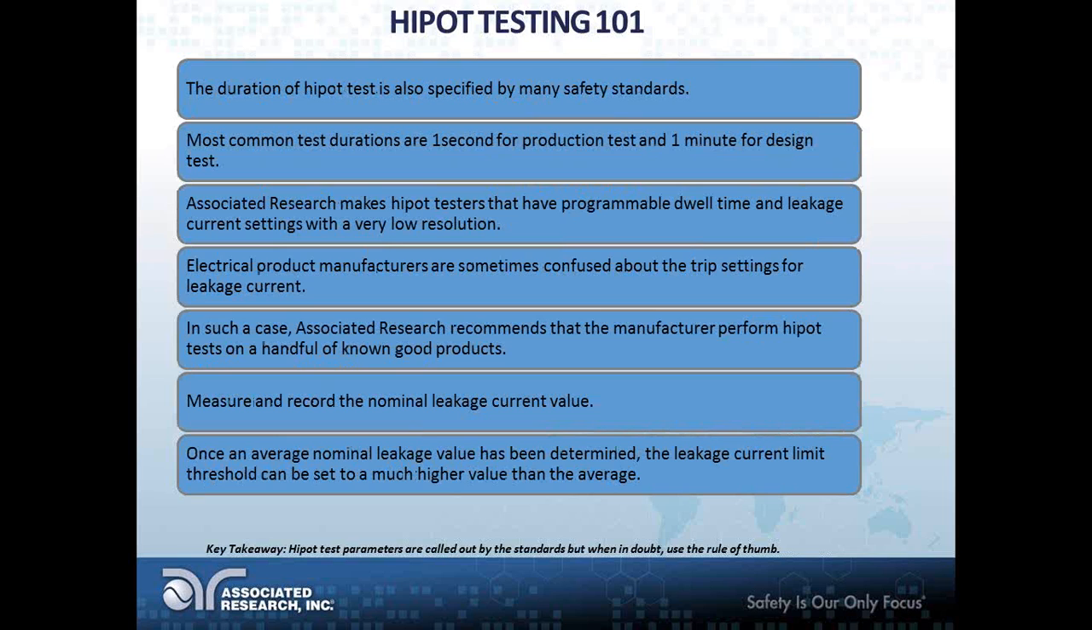Now the amount of time the high voltage should be applied during the testing is also specified by many safety standards. The most common test durations are 1 second for a production line test and 1 minute for a design test. However, some standards may call out a different time, but this is just a standard. Further, agencies like UL require that the Hipot testers meet certain output voltage regulation specifications to ensure that the device being tested is stressed at the correct voltage.